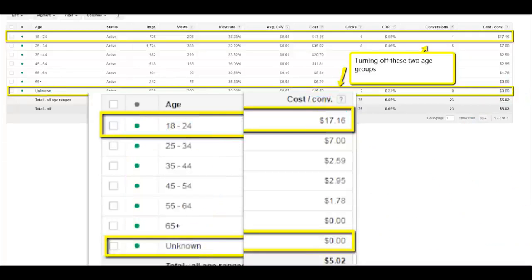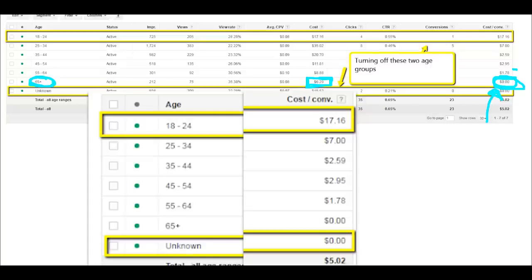Now, what you may notice here if you zoom in is that people 65 and over, I haven't made any conversions with. They haven't entered any email addresses. But the reason I'm not turning this age range off yet is because I haven't spent enough money on it yet. I've only spent a couple of bucks, so I'm going to wait for more data to come in before I decide to turn off this entire age group.